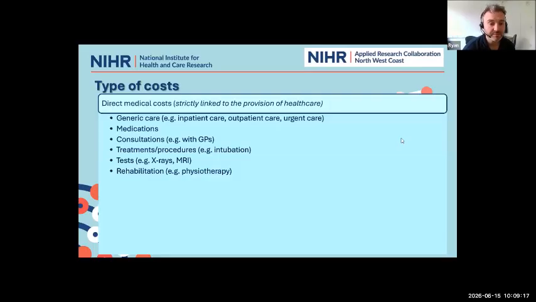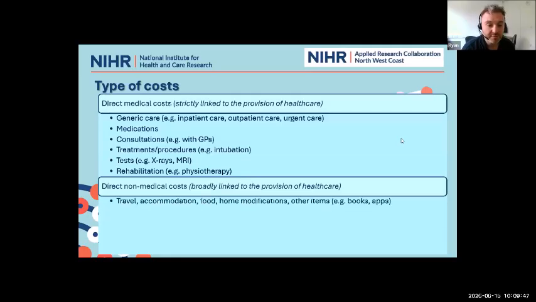More complex procedures and treatments, intubation given as an example here, different tests, radiology, blood tests, etc. And then other direct medical services that you wouldn't bundle in with generic care. So stuff like rehabilitation from physio or OT, speech and language therapy. We have to plot the whole patient journey and then average it out to figure out what our total costs are going to be.